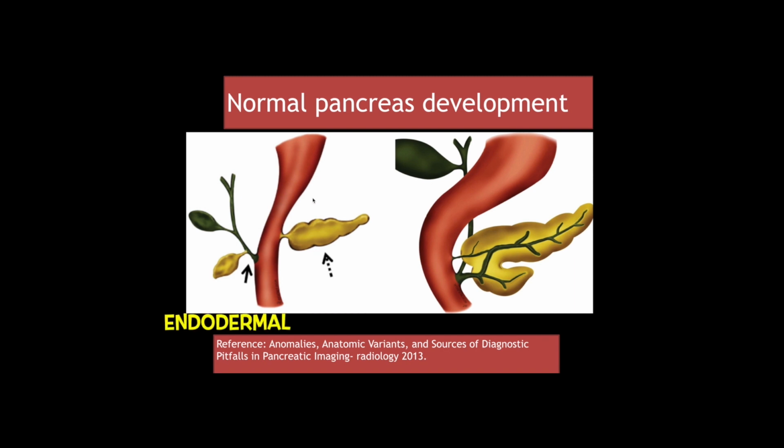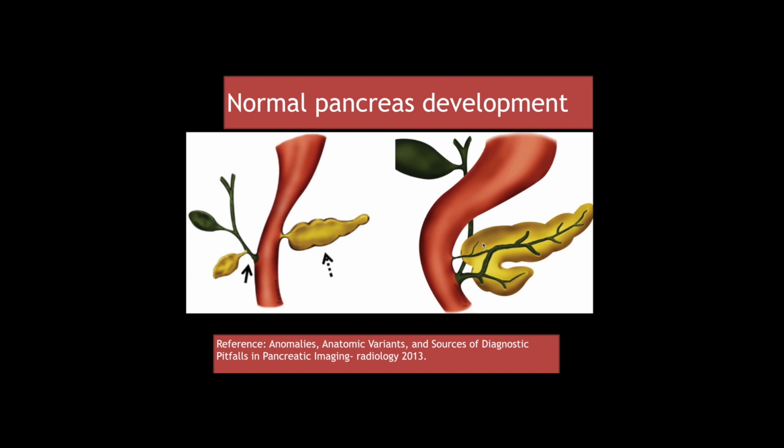It is endodermal in origin, which occurs as two outpouchings from the primitive gut, namely the dorsal bud and the ventral bud. The ventral bud, along with the common bile duct, rotates in a clockwise manner posterior to the duodenum and lies on postero-inferior aspect of the dorsal bud. During 7th or 8th weeks of gestational age, these two buds elongate and fuse with each other.